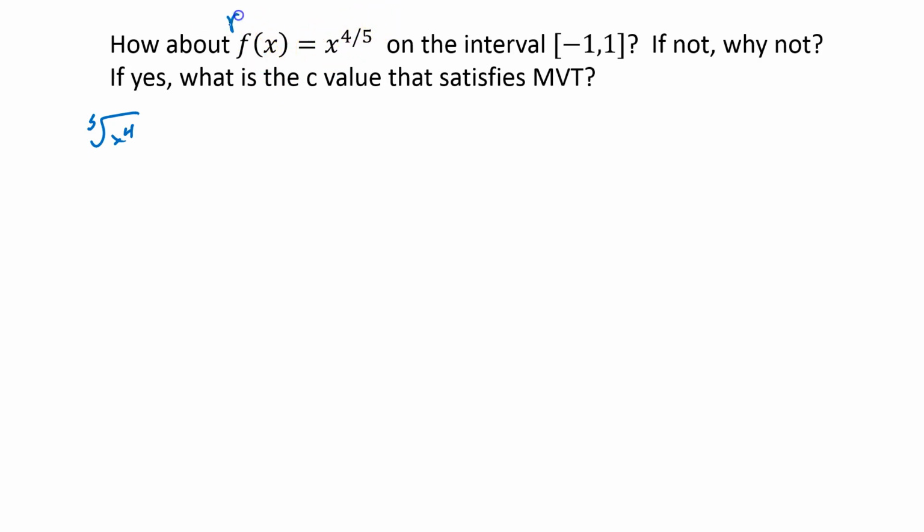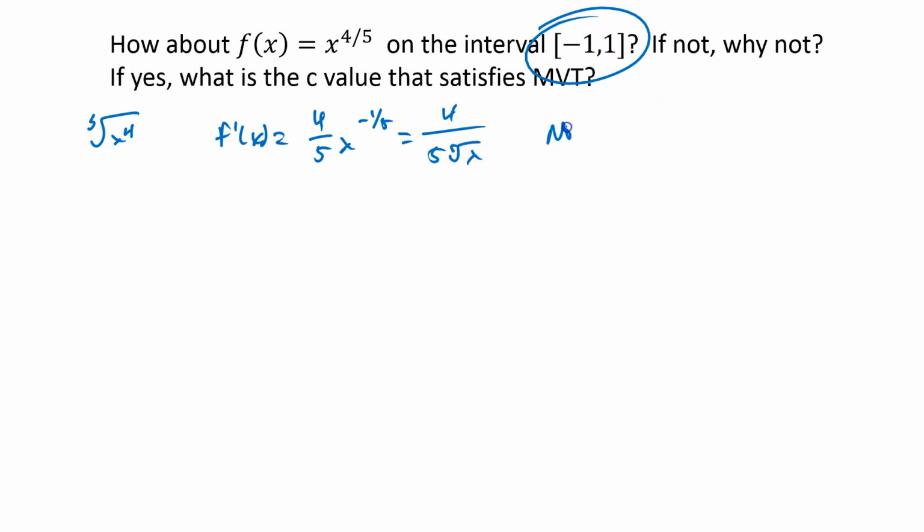What I like to do is take the derivative to see if it's differentiable. So I'm going to do f prime of x. So that's going to be 4/5 x to the -1/5. Anytime you have a negative, it's suspicious. So we have 4 over 5 times the 5th root of x. Look at this interval. Is there a value in there that is not going to be happy in here? 0 is not going to work well. This is not differentiable at x equals 0.